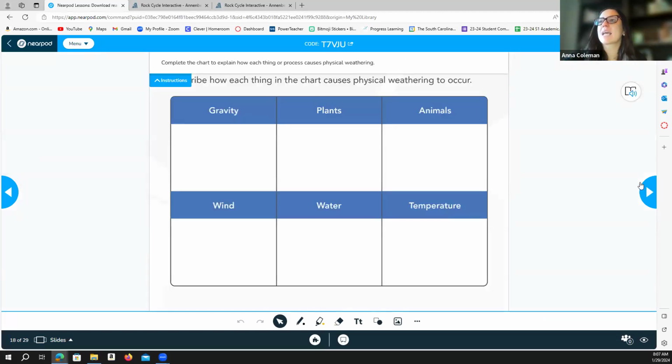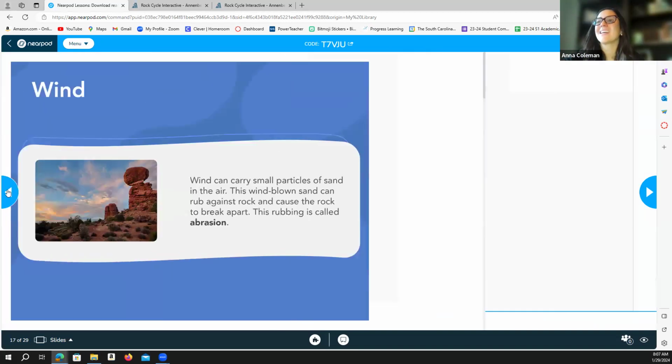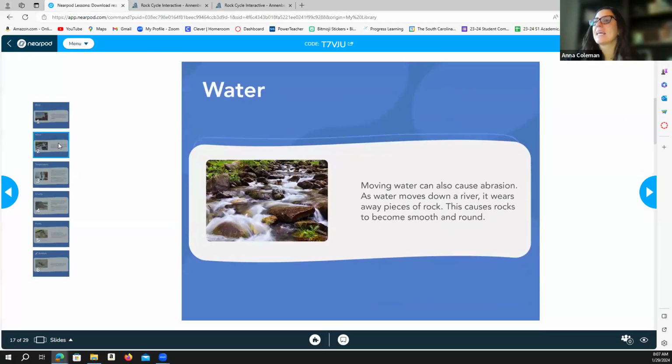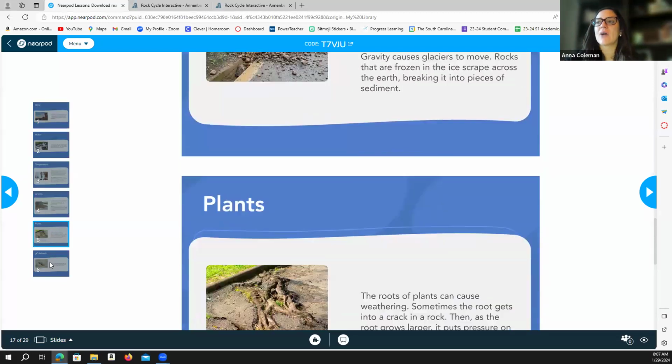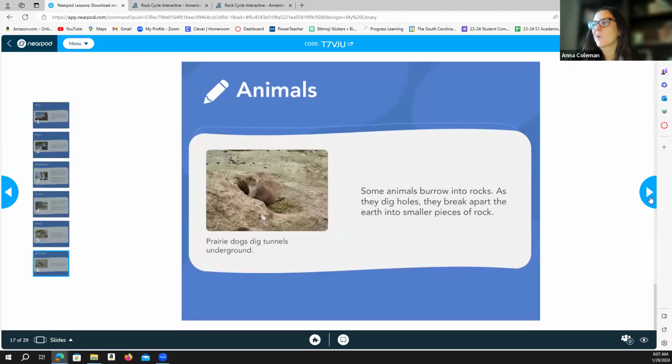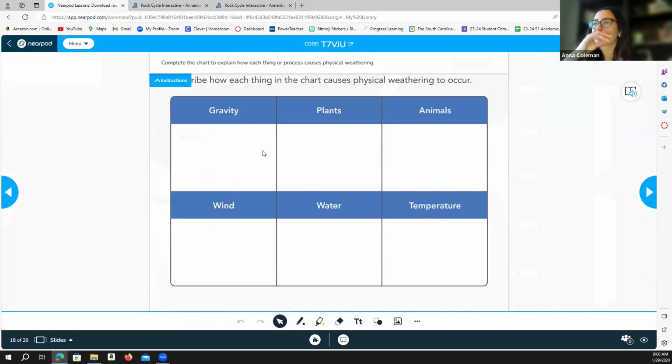So I want you guys to complete this chart to explain how each thing or process causes physical weathering. Where do you find the answer? Here. Each slide has an answer. You do not have to write down every single word, but paraphrase it, okay? Describe how each thing in the chart causes physical weathering. How does gravity? How do plants? How do animals? How do wind, water, temperature? This is physical weathering, okay? Go ahead and pause me in order to do this.